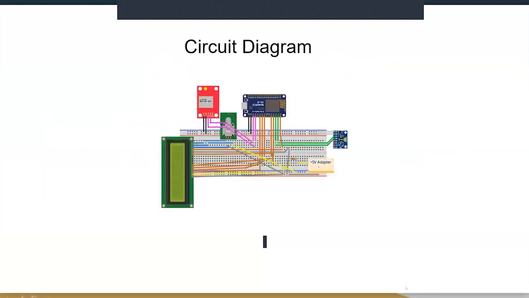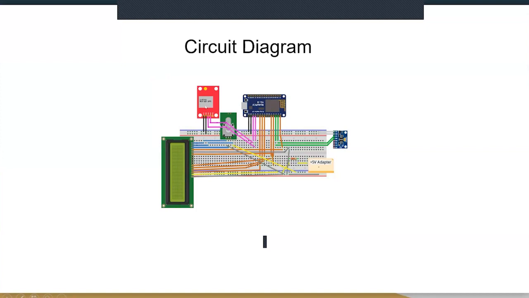This is the circuit diagram of the system. Here we have an LCD display, and the alert message will be displayed here. If there is no rash driving, then it will simply display safe driving or normal driving. And here we have installed Node MCU, that is ESP8266. It is a Wi-Fi module, and it works on a Wi-Fi hotspot, so it can be operated wirelessly. That's why we have used this.